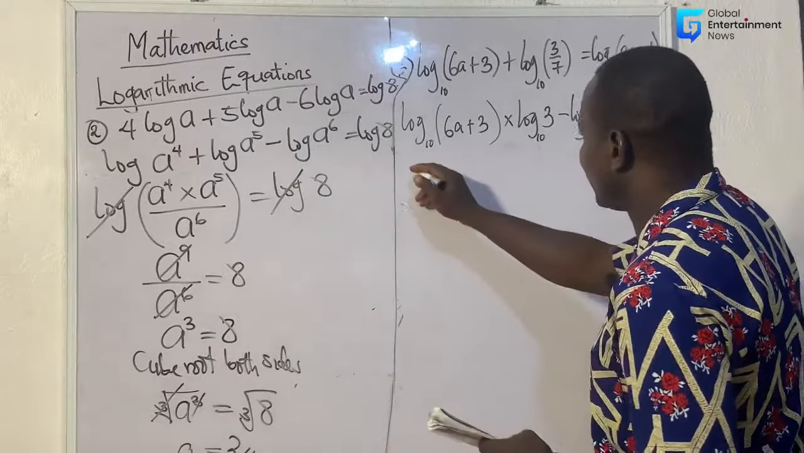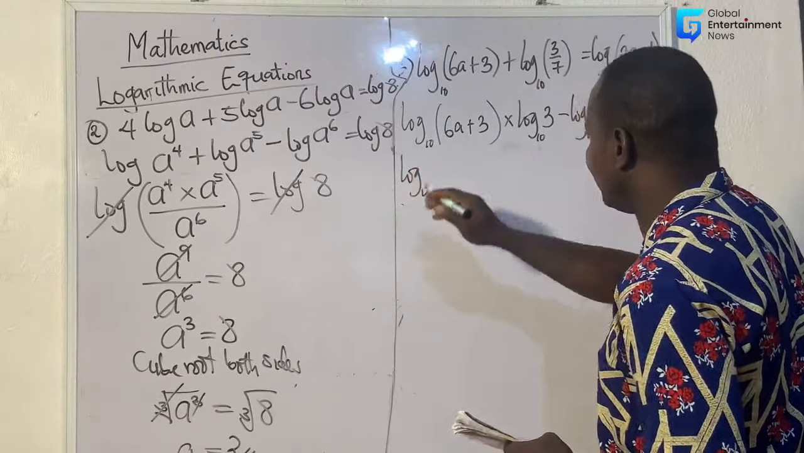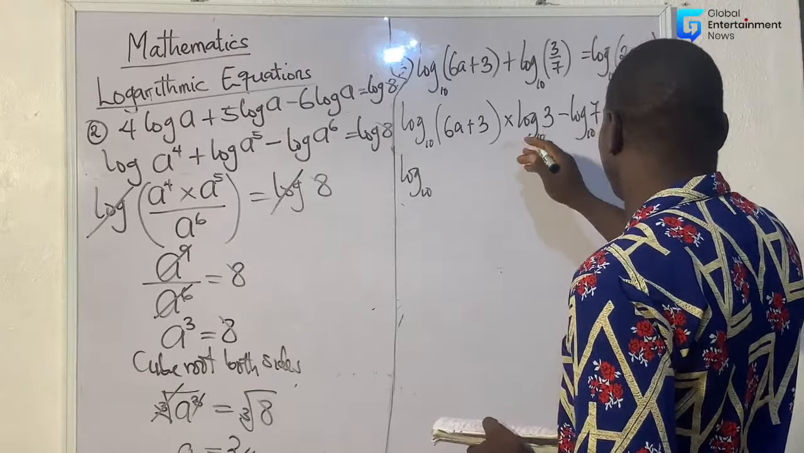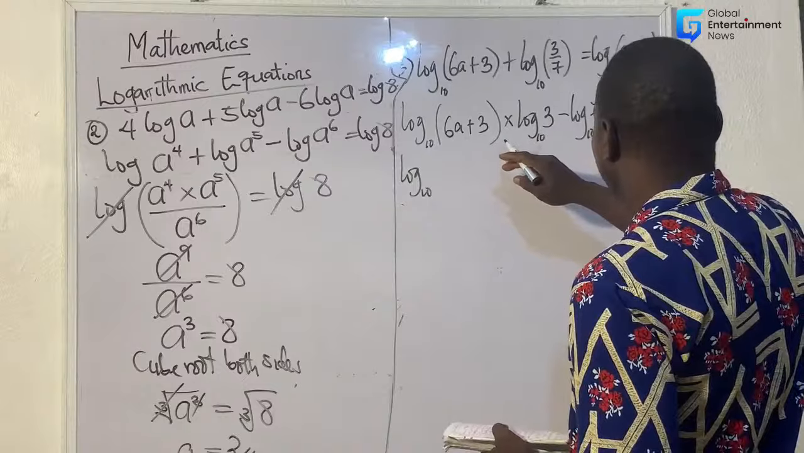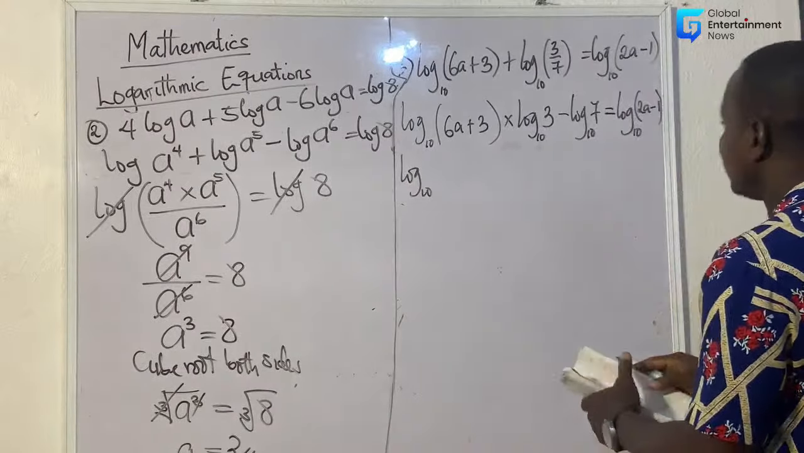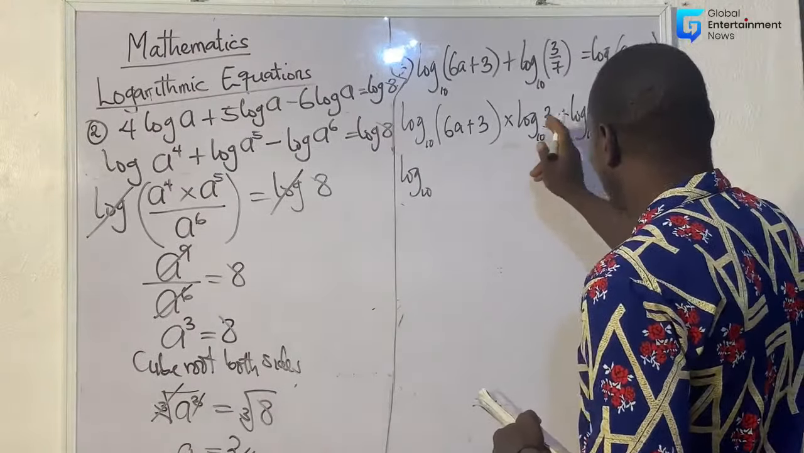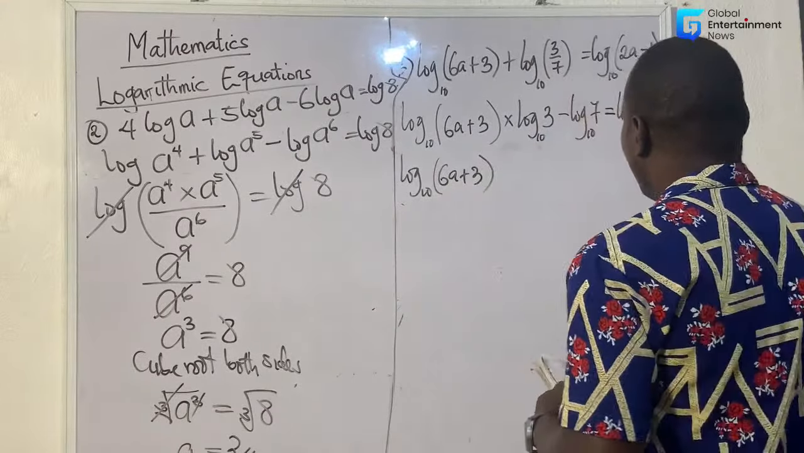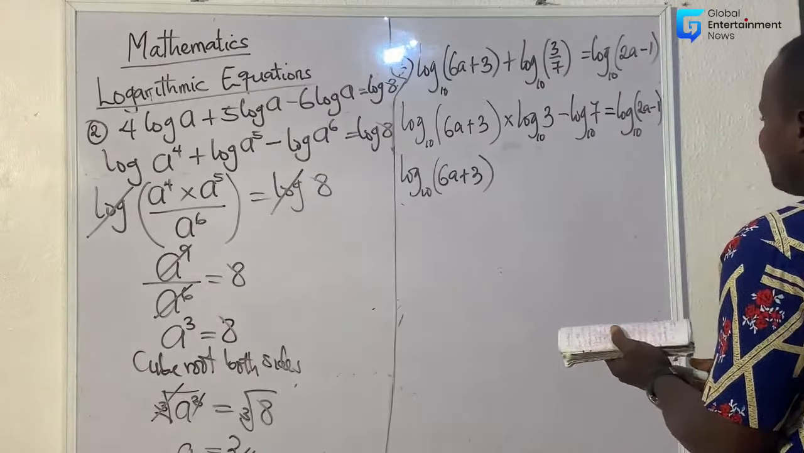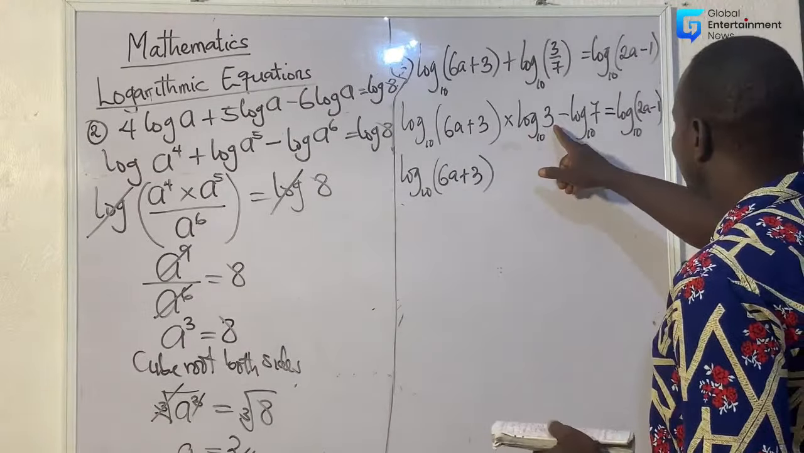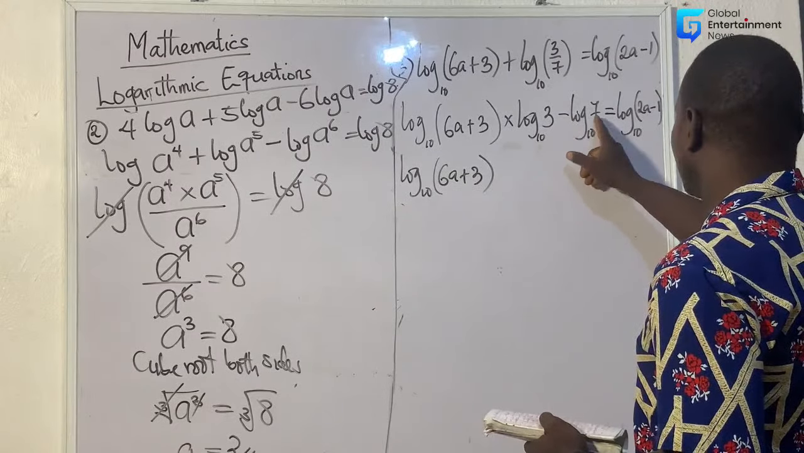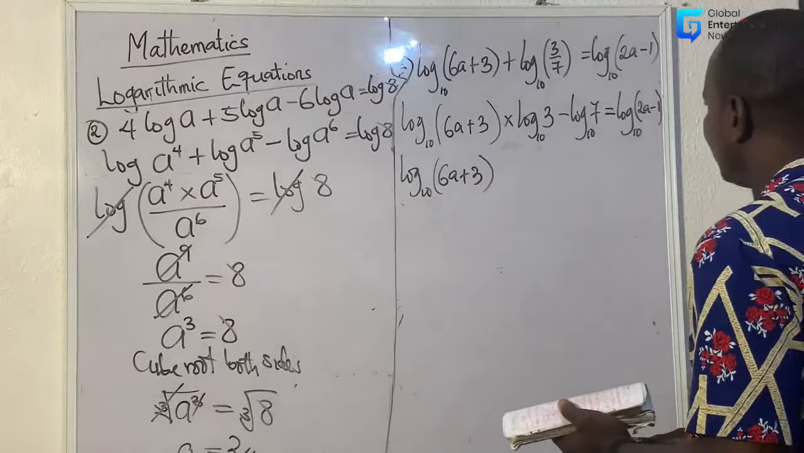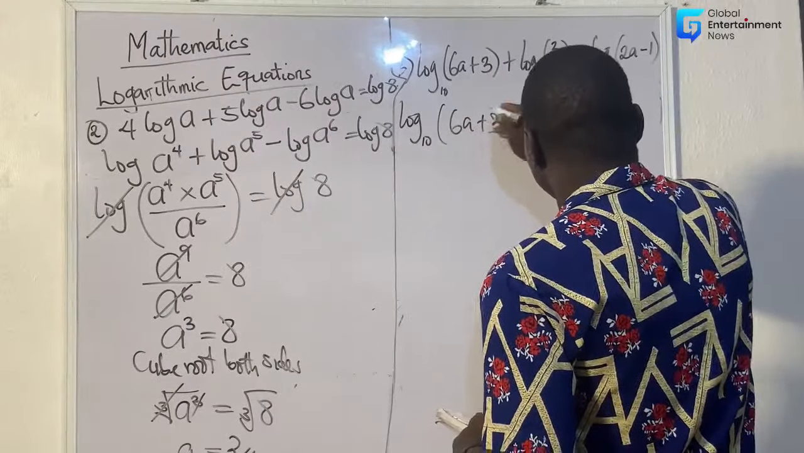Now, what do I do now? Log to base 10. Looking at this, I have minus here, then I have plus here. Let me first solve this one. So 6a plus 3. Then, let me solve this. What do I have here? I have log 3 minus log 7. Both of them are base 10. So the next 6a plus 3.